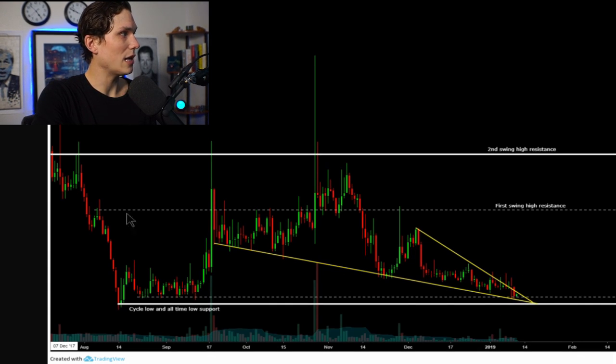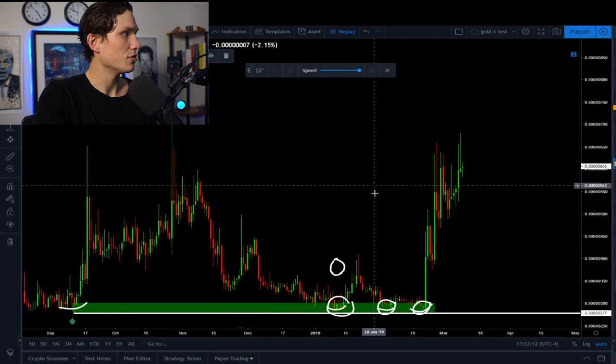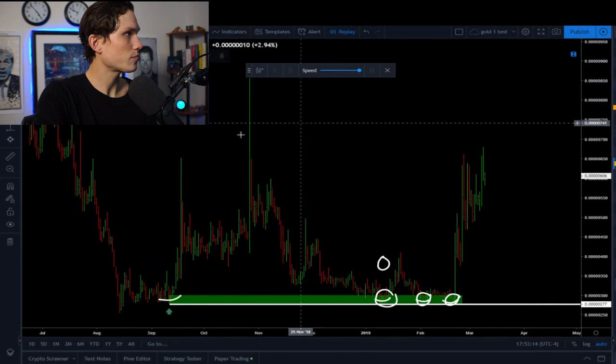What am I aiming for? I'm aiming for this first swing high resistance up around 488 sats or 621 sats. Right? It's just that simple. And if cycle lows get broken, right, I'll be stopped out around here, right in the 240, 250 sat area. Right? It gives you a nice risk reward. So let's see how that one played out.